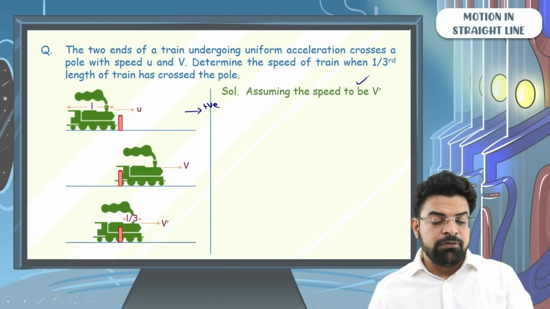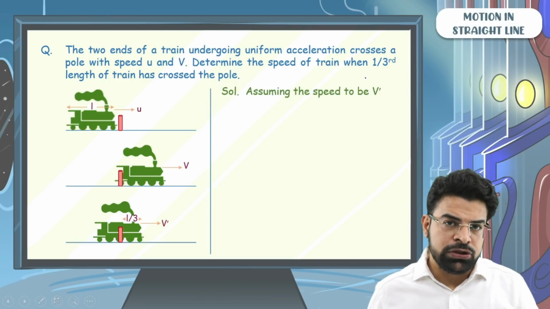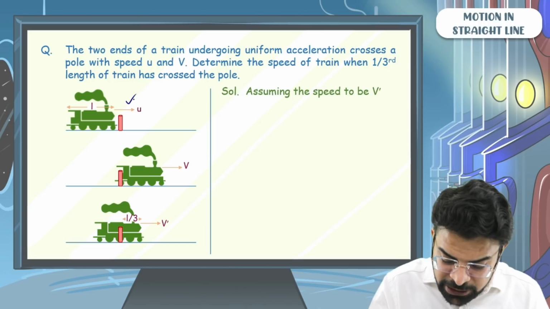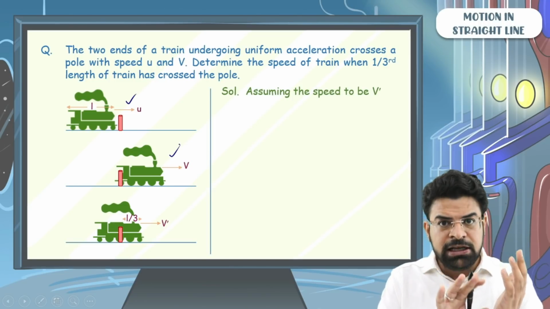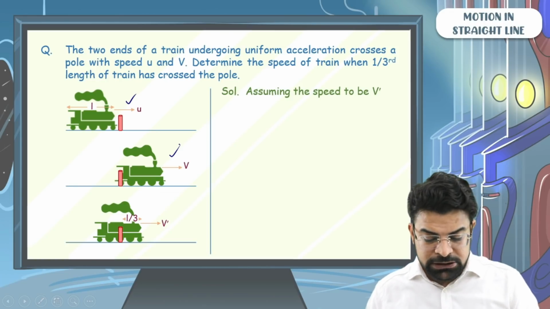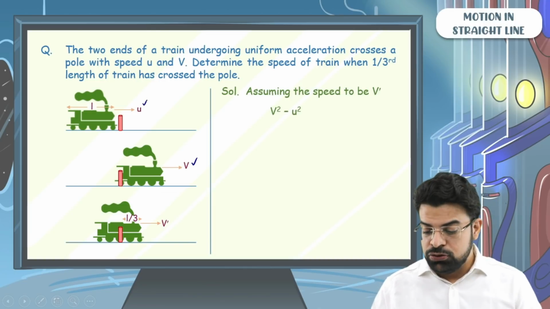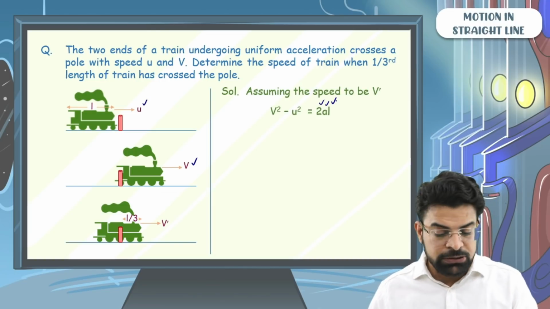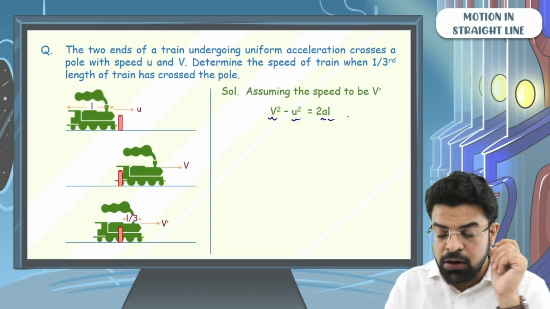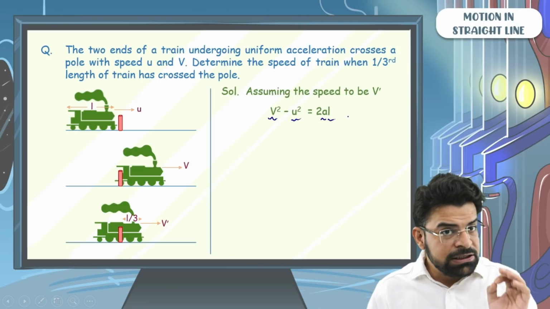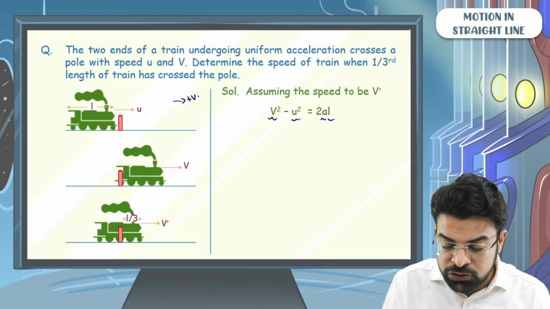assuming the velocity when 1/3 length has crossed to be v dash and applying the third equation of motion. So from where to where? From the very beginning when the train started to cross the pole to the very end when the train has completely crossed the pole. We will say that the final velocity square minus the initial velocity square equals 2 times acceleration into displacement. Here you might observe that I have taken v, u, a, L, all four of them positive. And the reason is that all four of them are in the direction I have assumed to be positive, that is towards right.